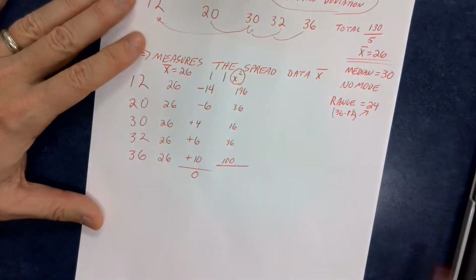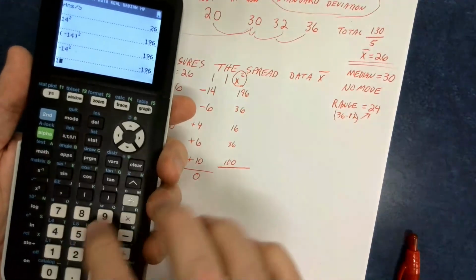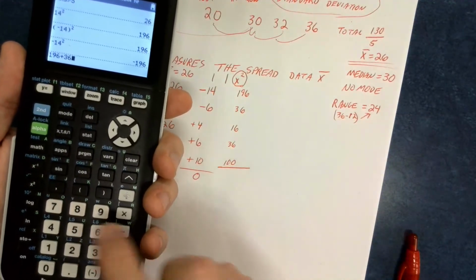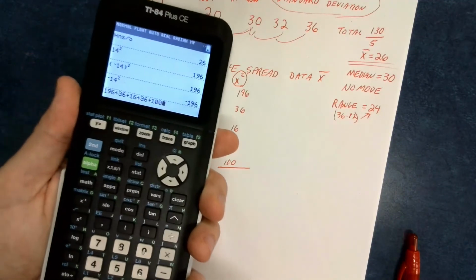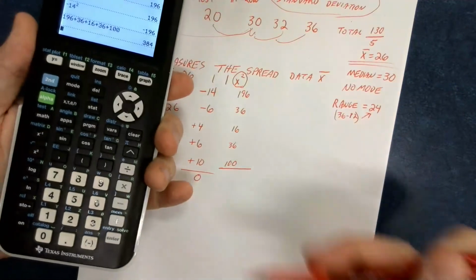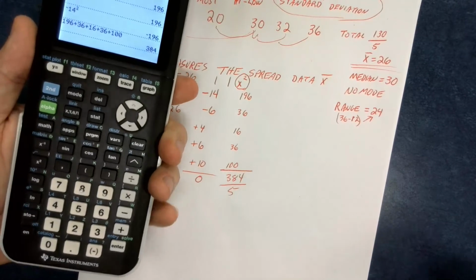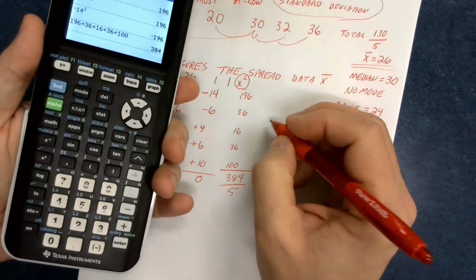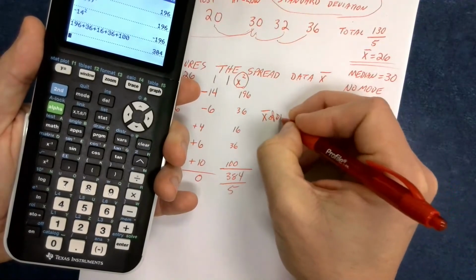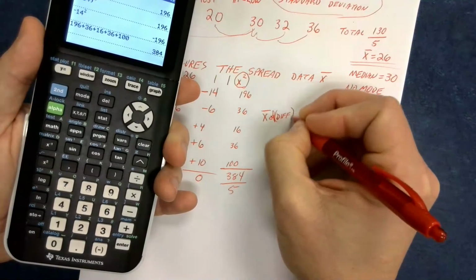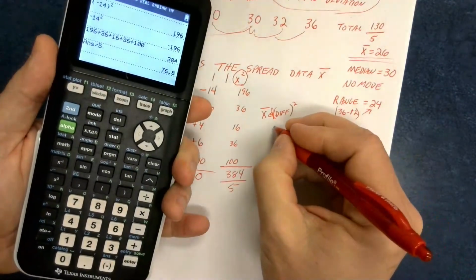So I'm going to add up all of those numbers. 196 plus 36 plus 16 plus 36 plus 100. Just like that. And I get 384. And I'm going to divide that by 5 to find the mean of the differences squared. Okay, so I divide that by 5 and I get 76.8.